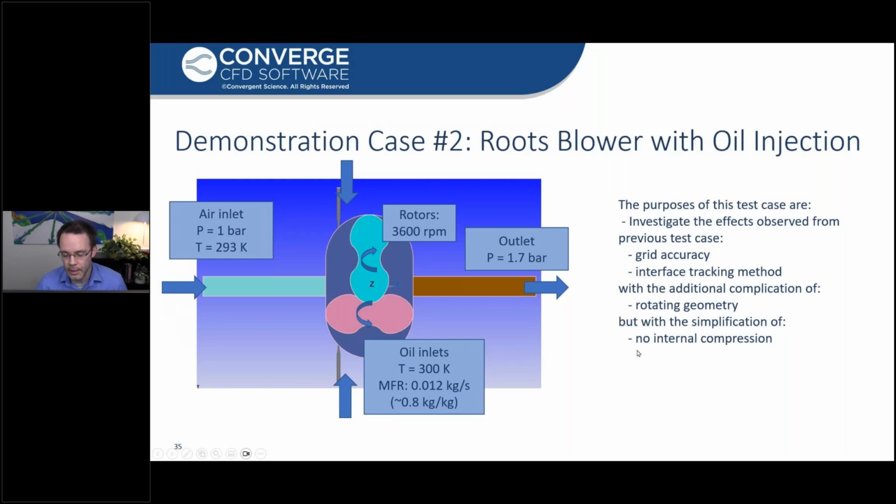Now, the one difference about this case, because of the way that the chambers are formed by the roots blower, there's no internal compression in this type of case. So in other words, as the oil is injected, it's injected at a constant pressure type of condition, and the pressure doesn't change until the discharge port is exposed to those rotating chambers.